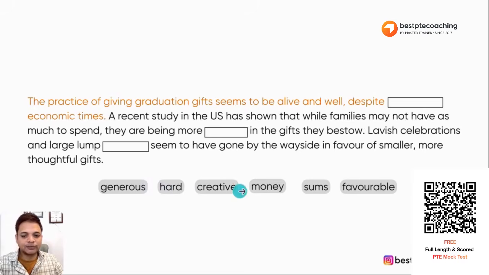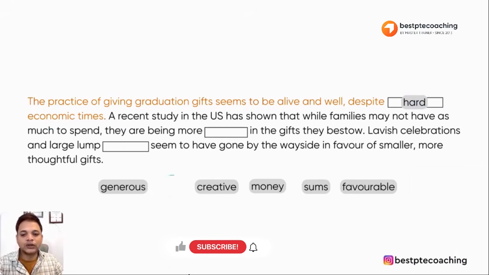Generous, hard, money, sums, favorable. Only I see hard as a negative word from the entire list. So I'll choose hard. Also, economic times is a noun. So hard is what? Adjective. So generally after an adjective, you get a noun. This rule we can call it what?